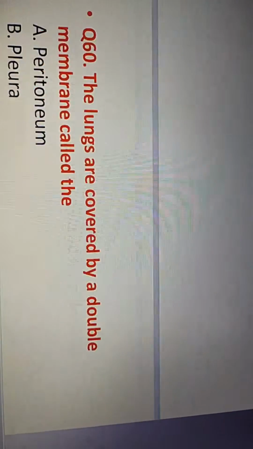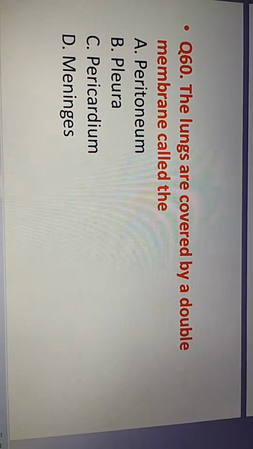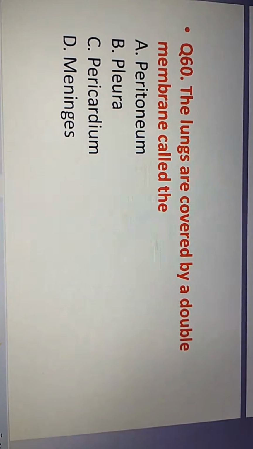The next question. The lungs are covered by a double membrane called the option A, peritoneum. Option B, pleura. Option C, pericardium. Option D, meninges.